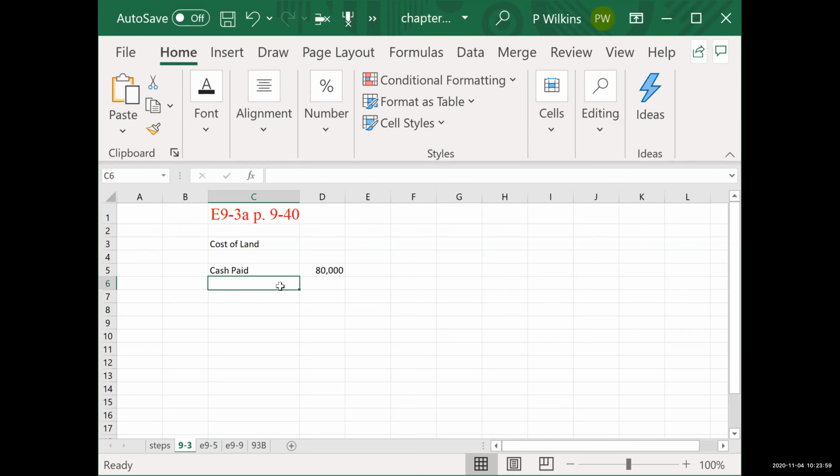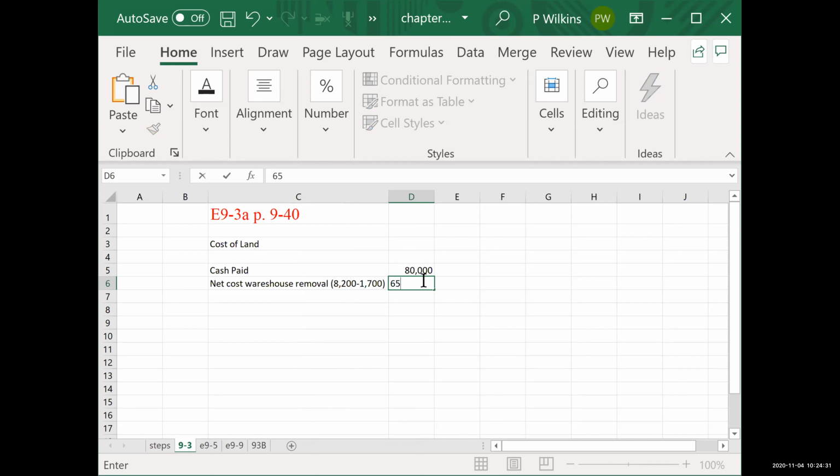The next thing that would be included is what they call the net cost of the removal of the warehouse. So net cost of warehouse removal. That's going to be, it was $8,200, right? But they were able to salvage $1,700 worth of materials. So it reduced what it actually cost. So the $8,200 minus $1,700 is $6,500. So $6,500.